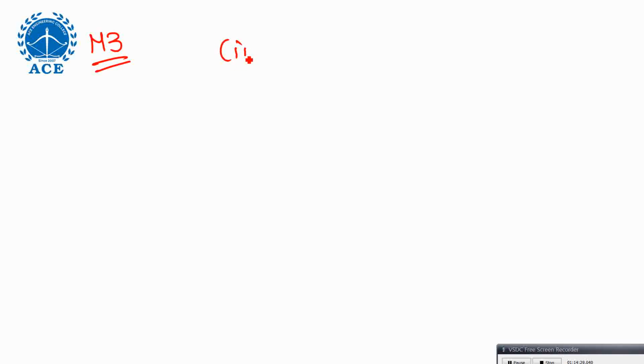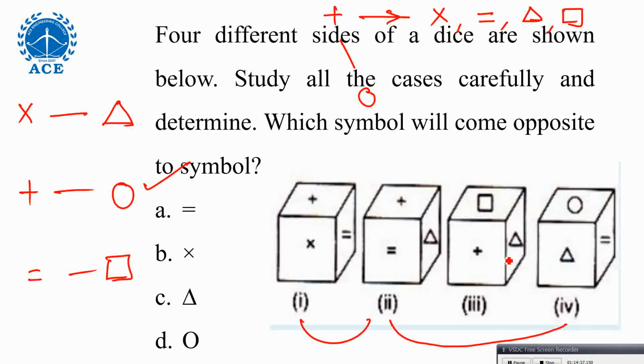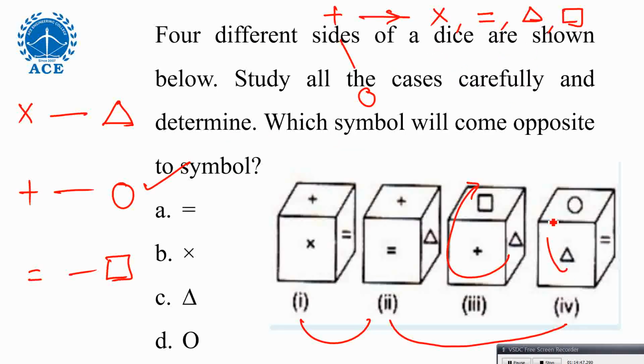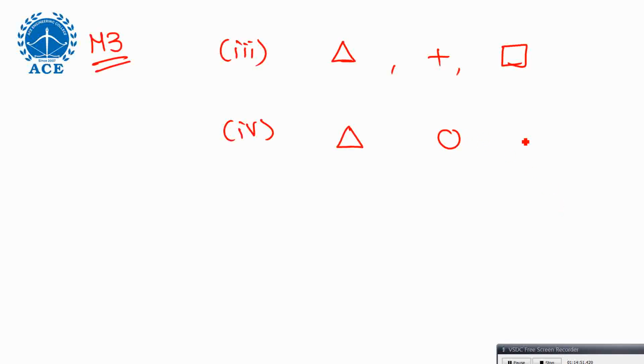I am taking the third and fourth diagram. In the third diagram and fourth diagram, you people told me that the triangle is the common one. Now, clockwise from the triangle, which symbols will come? Plus and square. Okay, plus, square. Here, clockwise, what will come after the triangle? Circle, equal. This is opposite, this is opposite. Complete.